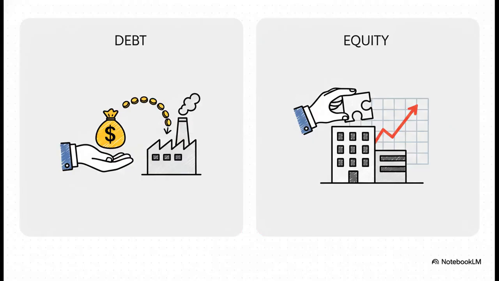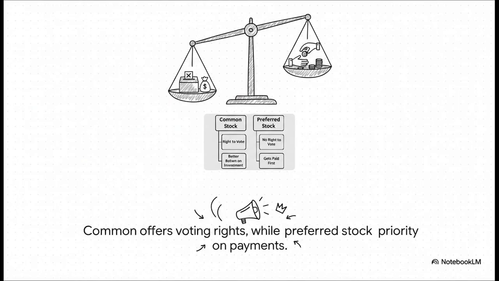So this is the fundamental difference, and it's super important. With debt, you're the lender, and you expect to get your money back with some interest. With equity, you're an owner, which means you share in the risks, but you also share in the potential rewards if the business does well. And get this, even within one category like stocks, you've got different options. Common stock, for instance, often comes with voting rights in the company, but preferred stock usually doesn't. Instead, it gets you first in line when the company pays out profits. It's a trade-off, you see?